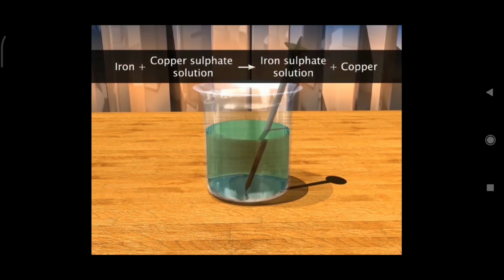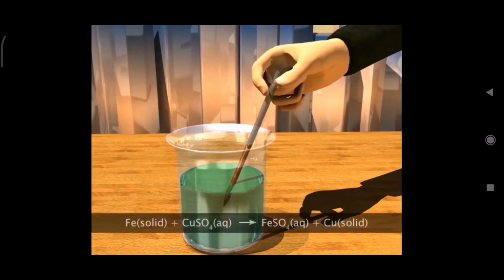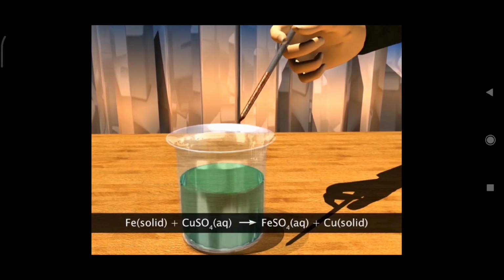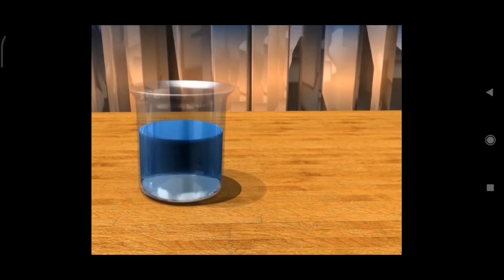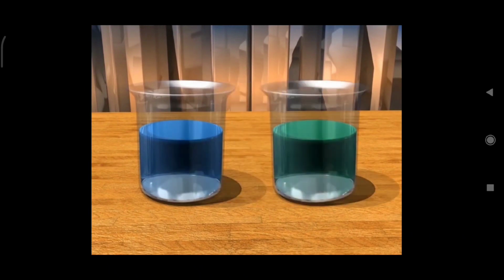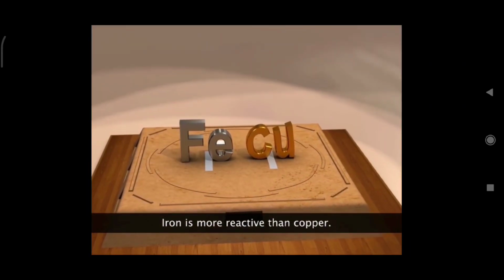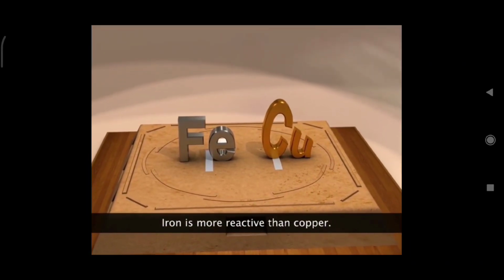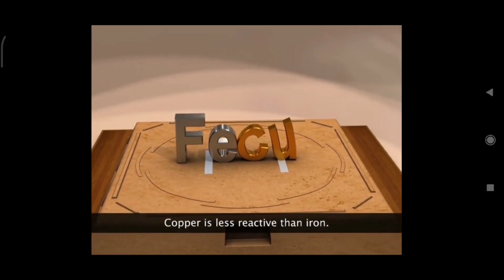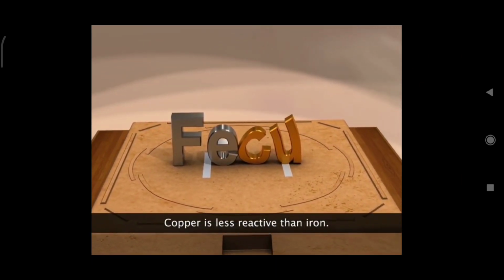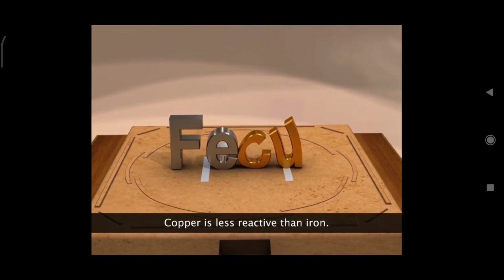Iron displaced the copper in the solution, resulting in the formation of iron sulfate. The displaced metal is deposited on the iron nail as copper. The copper sulfate solution turned pale green to indicate the presence of iron sulfate. Thus, iron, which is more reactive, displaces copper. However, copper cannot displace iron as it is less reactive than iron.